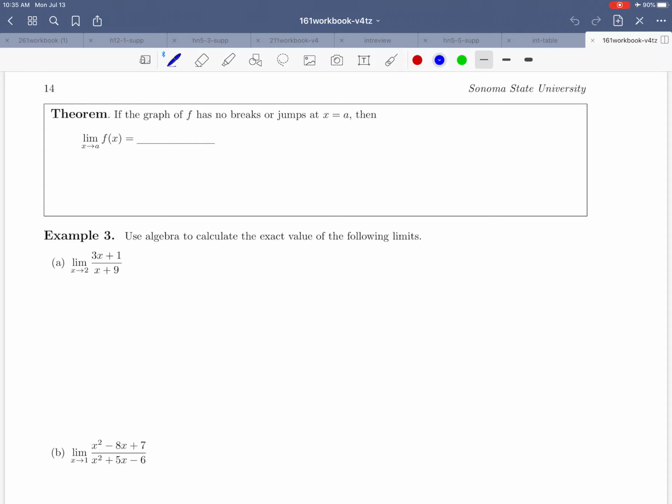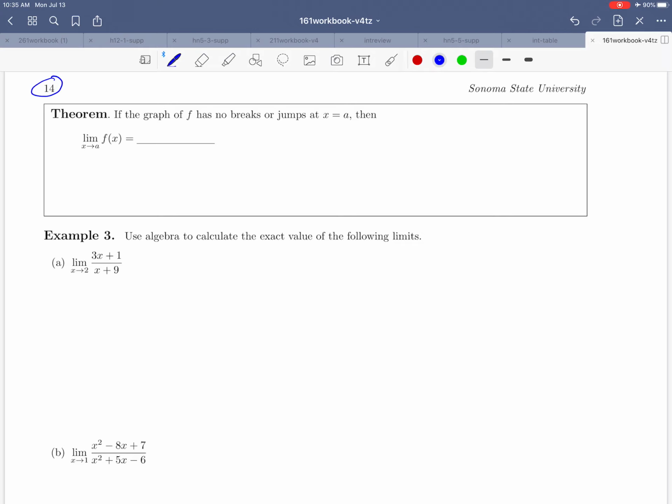Hello everybody, and welcome to the top of page 14 in the workbook. We are about to enter what I'd call the second half of this section, this long section on limits. Up to this point in this section, we've talked about how to approximate limits, basically. Approximate using graphs or using tables.